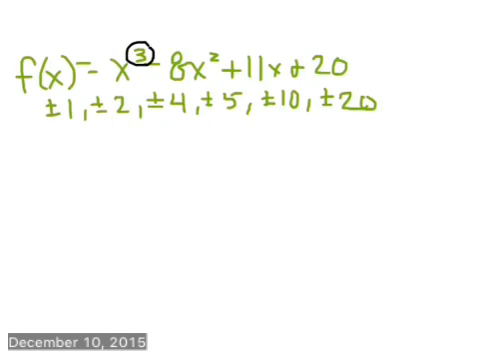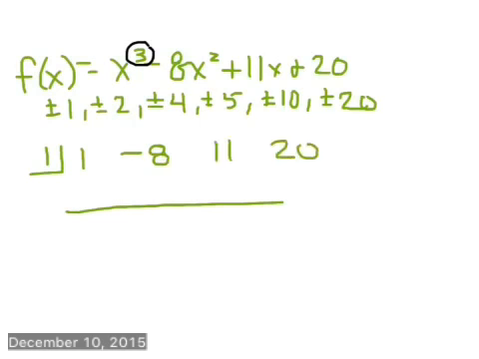When you're trying this out, you're basically just going to try one to see if it works. We're going to use synthetic division, and you're going to try to get 0 as the remainder. If you don't get 0 as the remainder, then it's not a zero, so you have to try a different one. If I tried 1 in my backwards L, I'm going to have 1, -8, 11, and 20. Drop the 1. 1 times 1 is 1. -7, then -7, 4, 4, 24, not a 0. Okay, so that didn't work.